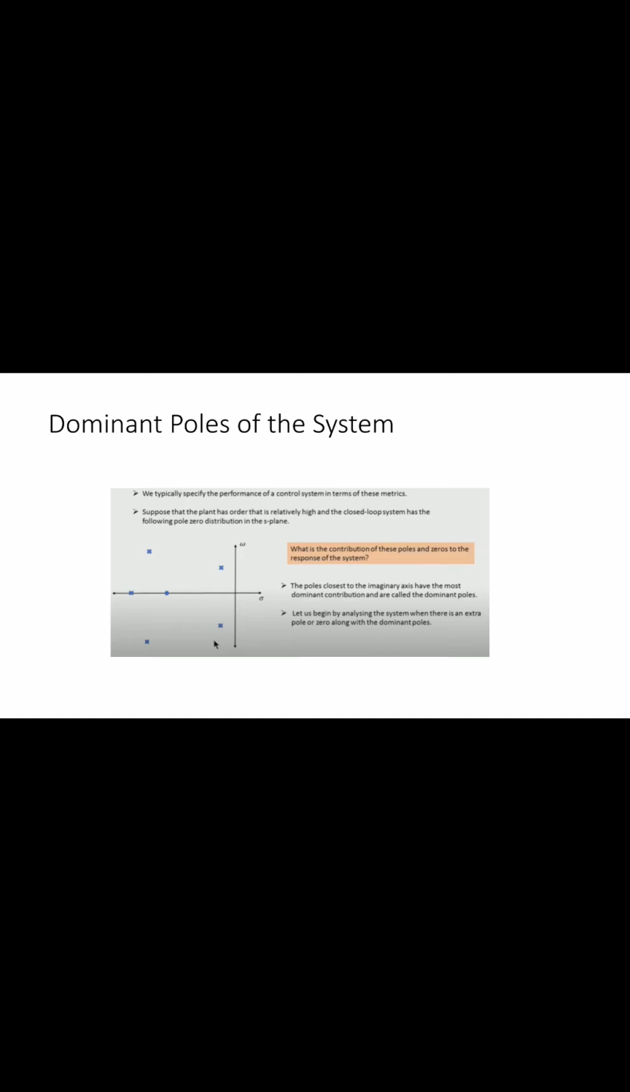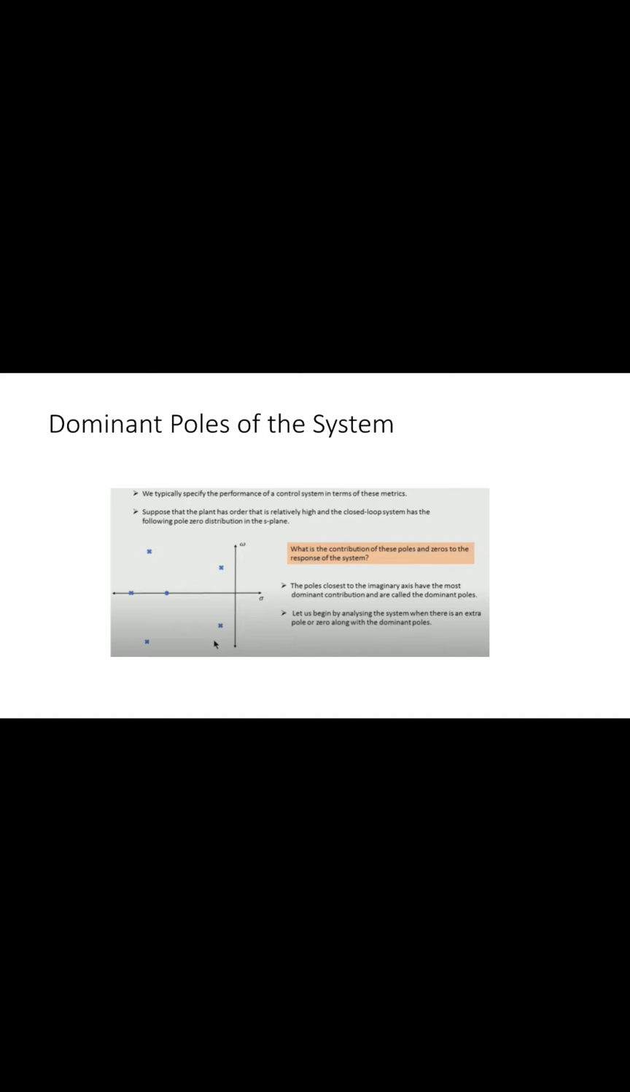Now the next concept is of dominant poles. What do you mean by a dominant pole? So a pole which is closer to the imaginary axis is known as a dominant pole. Now suddenly a question will strike my mind: if a pole is close to the imaginary axis, then why will it be called a dominant pole? Remember, the one which is closer to the imaginary axis will have a response for a large amount of time as compared to the pole which is far away from the imaginary axis.